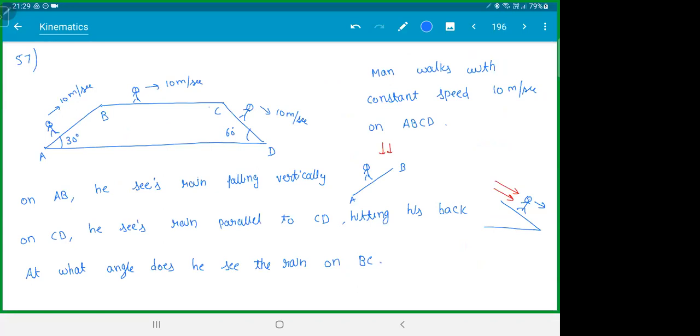So that is CD. You start with the problem from CD. So the rain is actually falling at an angle of 60 degrees. Because if you are going along CD, the rain is falling along CD. That is the reason the relative velocity is also along CD. Try. Everyone should try.